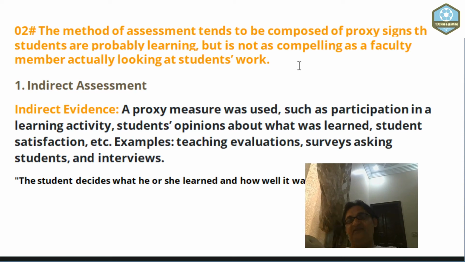I'll give you another example. Have you ever visited a doctor, and the doctor asks you questions? What questions? I will tell you.